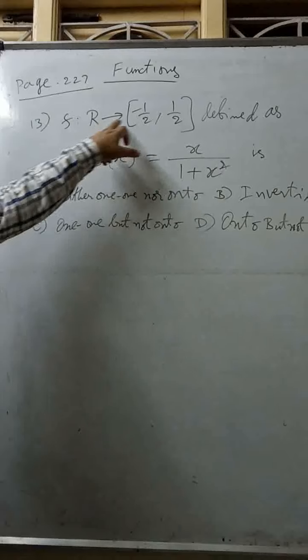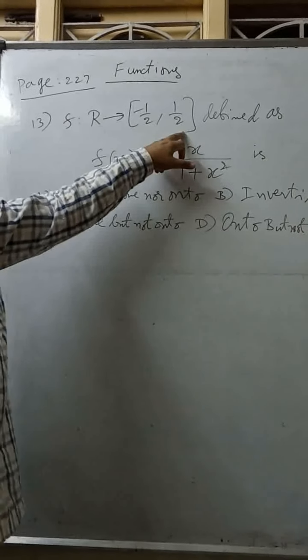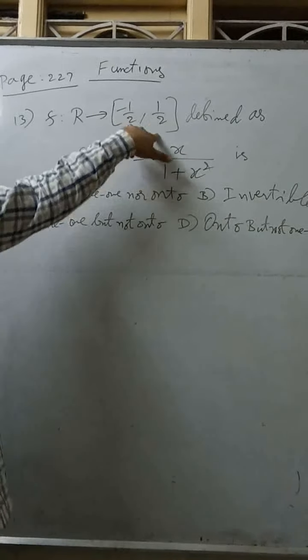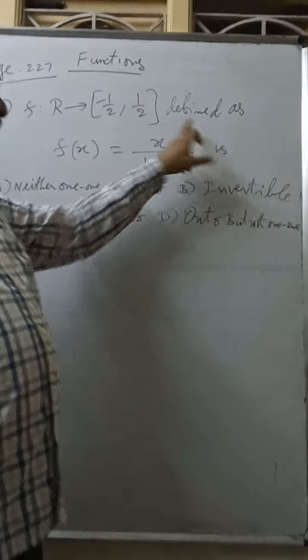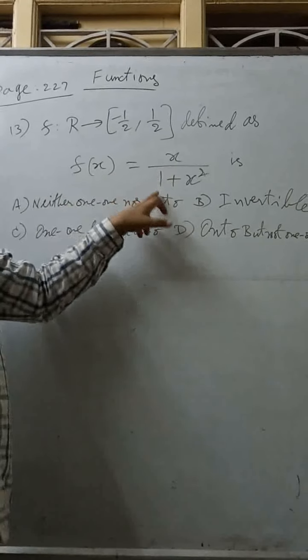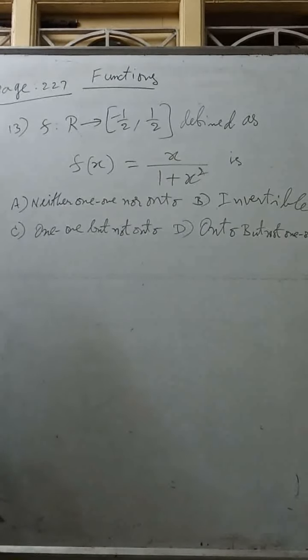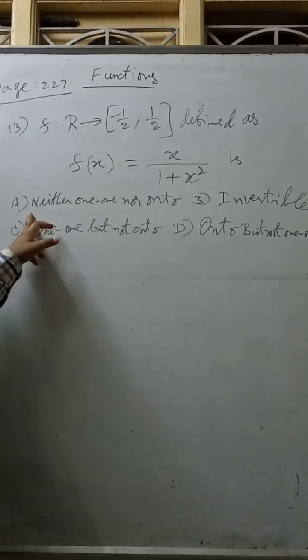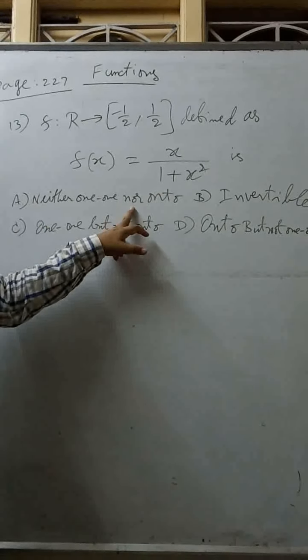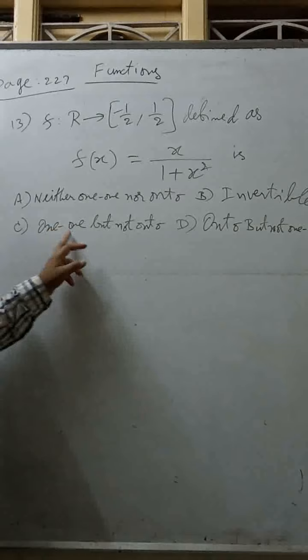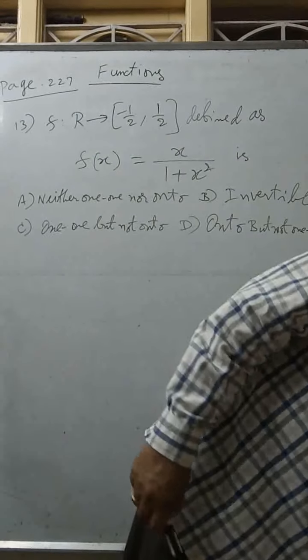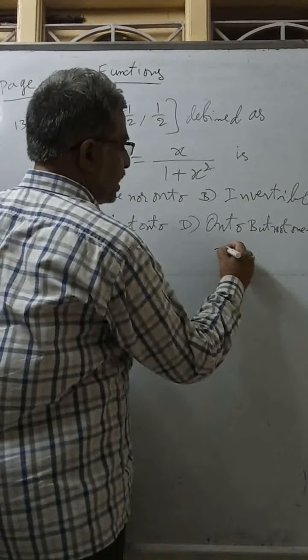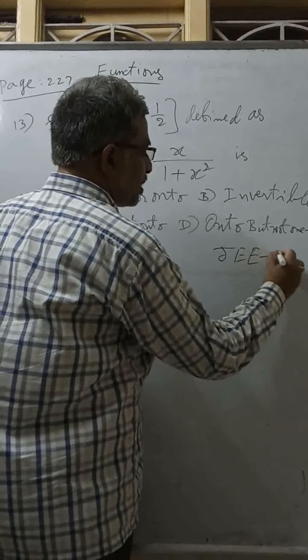F is a mapping from R to minus 1 by 2 comma 1 by 2, so the range is minus 1 by 2 to plus 1 by 2 and the domain is R, defined as f of x equal to x by 1 plus x square. Is it neither 1-1 nor onto, B invertible, C 1-1 but not onto, or D onto but not 1-1? This was given in JEE 2017.